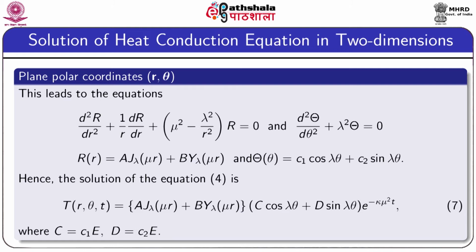Hence, the solution of equation 4, that means the original equation, is written in equation number 7, where capital A, capital B, C, D are constants. They are defined, the constants C and D are defined as C equals C1 e and capital D equals C2 e.